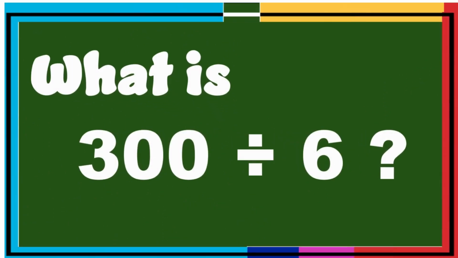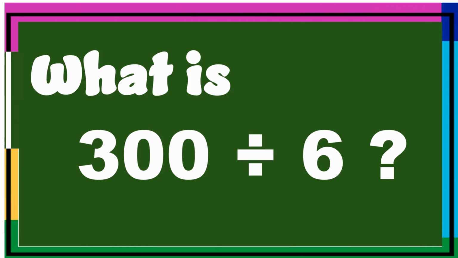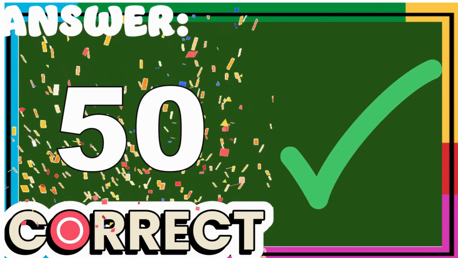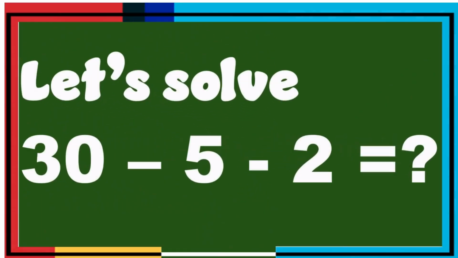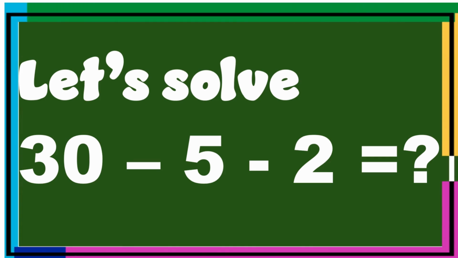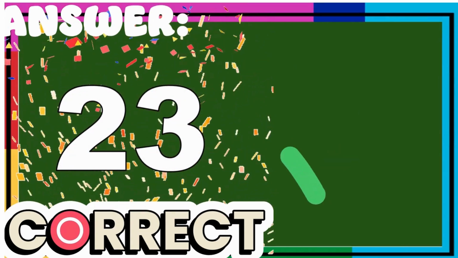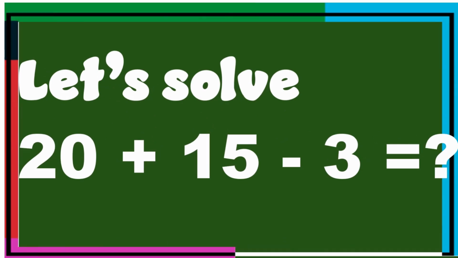Next, what is 300 divided by 6? Okay, correct. The answer is 50. Next, let's solve 30 minus 5 minus 2. Correct. The answer is 23. How about this one? 20 plus 15 minus 3.